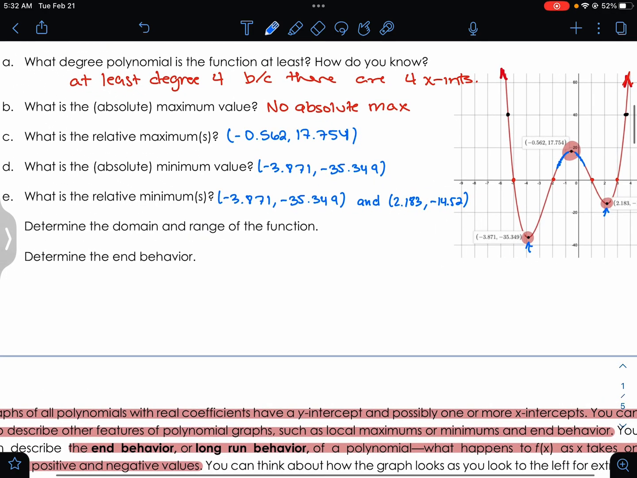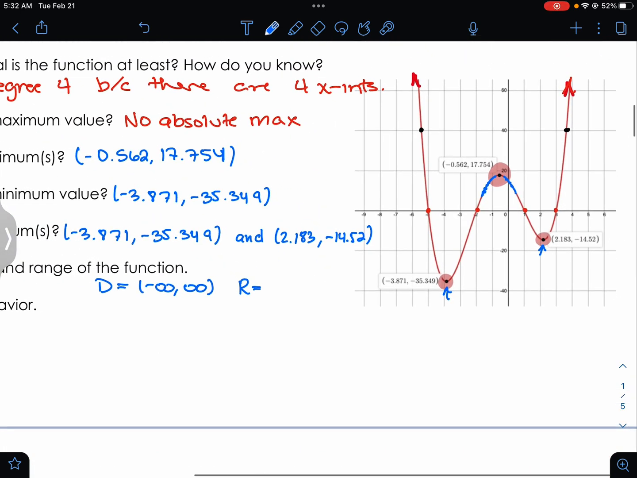For the domain and range here, the domain for these functions is going to be negative infinity to infinity. And then the range here, we would take a look at this and you'd notice that when you have an absolute minimum, that is going to be your lowest absolute point. So that lowest y value is going to be negative 35.349, and we're going to go up to infinity.